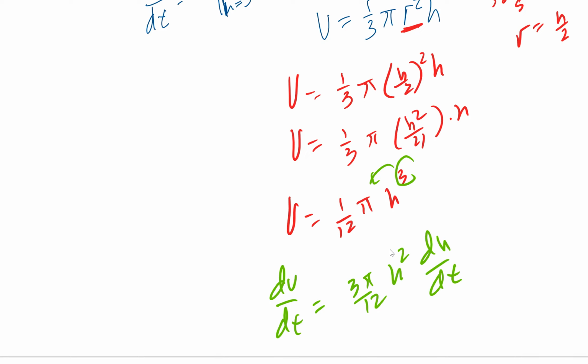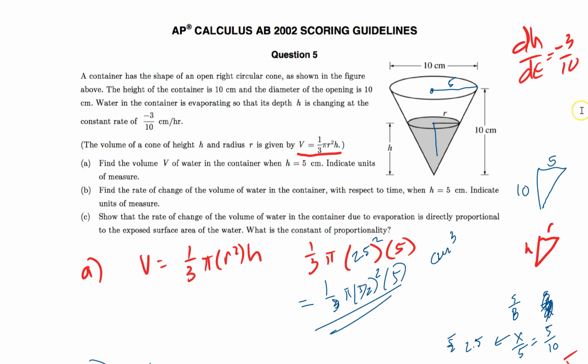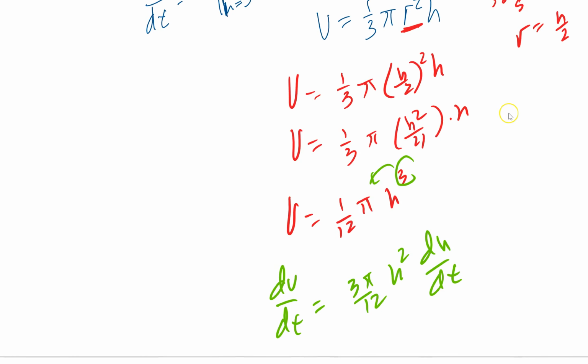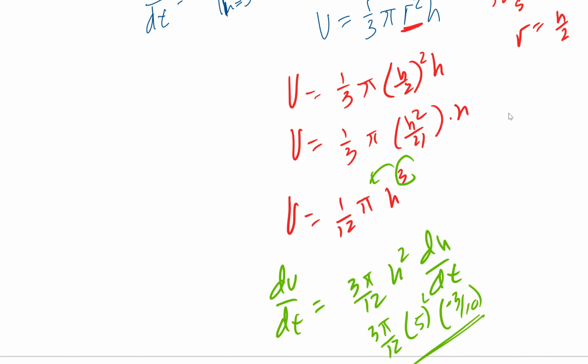And now I have everything I need. I have dh/dt, which was given at the very beginning, -3/10. So you can plug that in here. They told me they wanted to find it when h was 5, so plug that in here. And then there's the 3 pi over 12. And there you go. You can leave it like that.